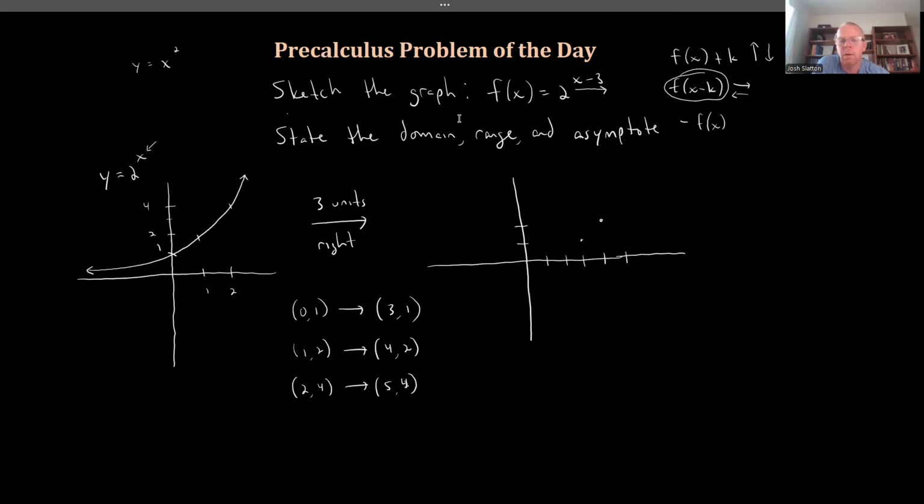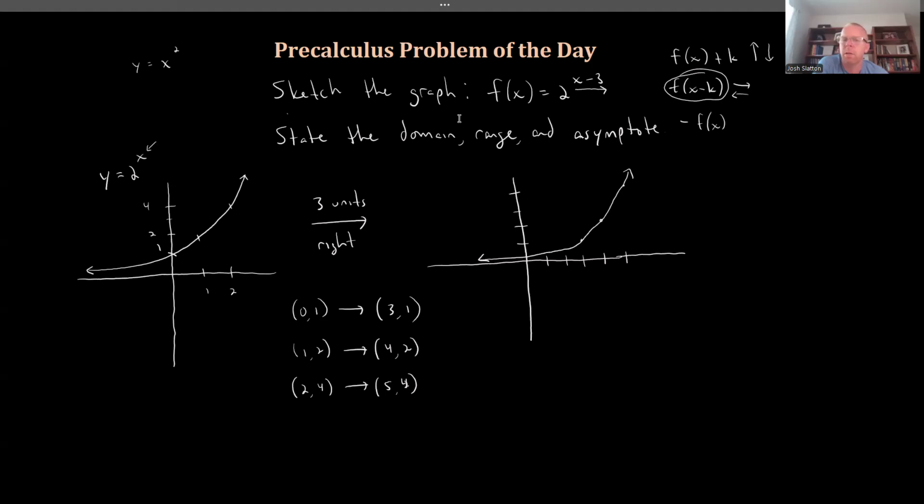And so 3, 4, that'll be about right there. And so now we can kind of see it's going to look something like this. All we've done is move it to the right; we haven't moved it up or down. So this point moves out here, this point moves out here, and so on. So it's going to look like that.